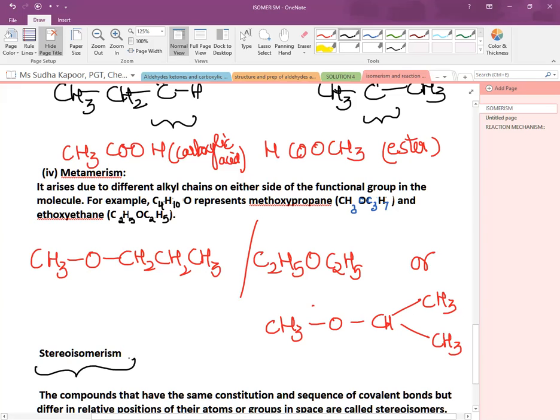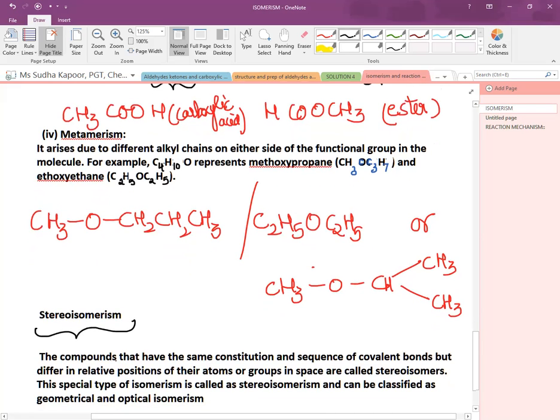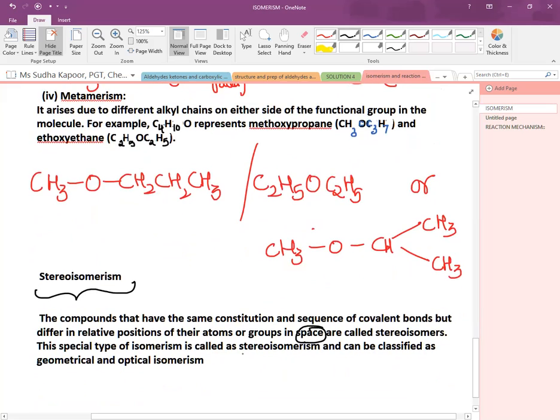When we talk about stereoisomerism, then the compounds that are having the same constitution and sequence of covalent bonds, but there is a difference in the relative position of the atoms or groups in space, that is, we are talking about the 3D space, are considered as stereoisomers, and the phenomenon is known as stereoisomerism. The stereoisomerism is further classified into geometrical and optical.